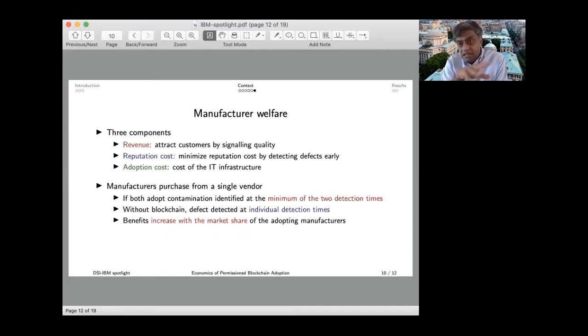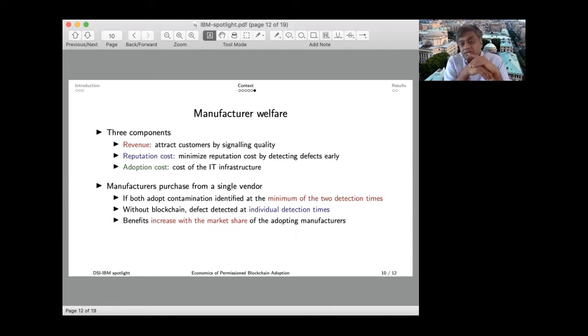So basically, since the manufacturers get all the items from a single vendor, really they want to adopt a blockchain so that the time to detect a defect can be identified at the minimum of the defect detection times, as opposed to the individual detection time. And this could be seriously different. From a purely reputation cost perspective, you can minimize that by getting onto a blockchain.